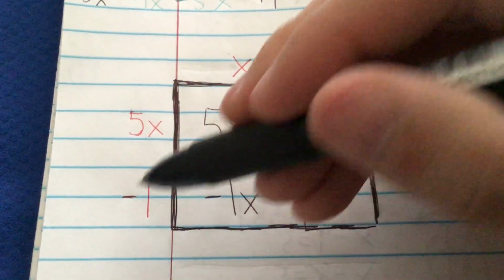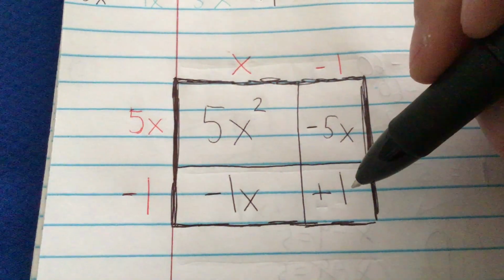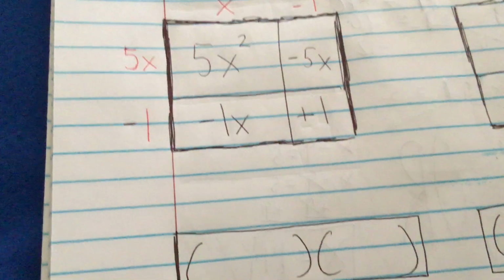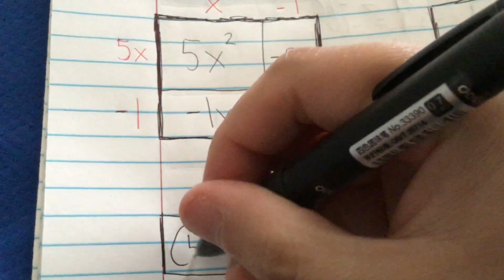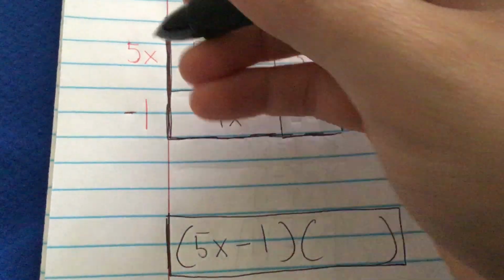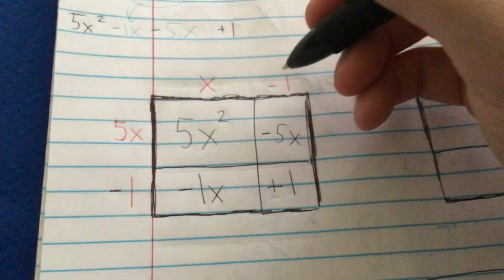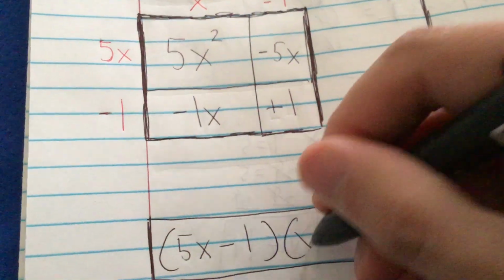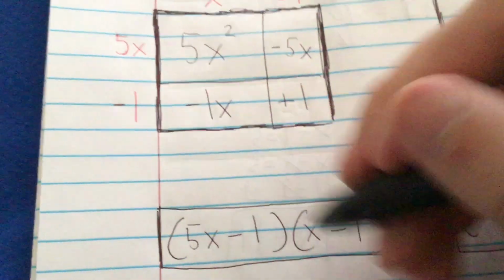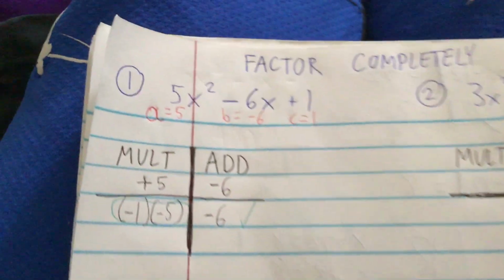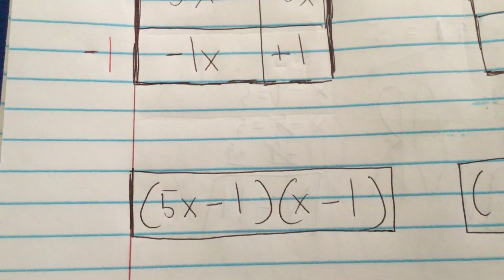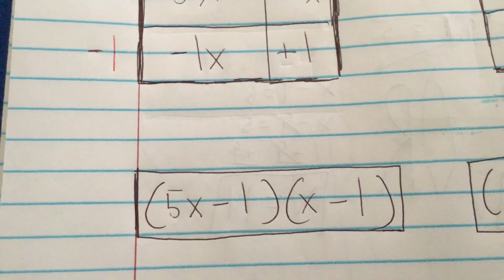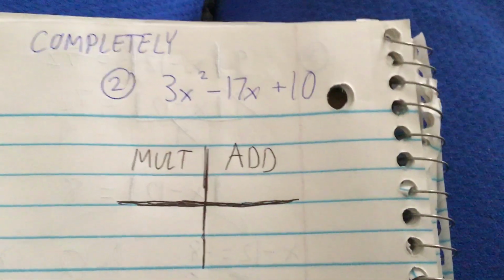Now, check your work. Is negative 1 times negative 1 positive 1? Yeah. So now we get 5x minus 1 factored out and x minus 1. And that's how you break this original polynomial, 5x squared minus 6x plus 1, into a multiplication problem of two binomials. See if you can do problem number 2 independently.